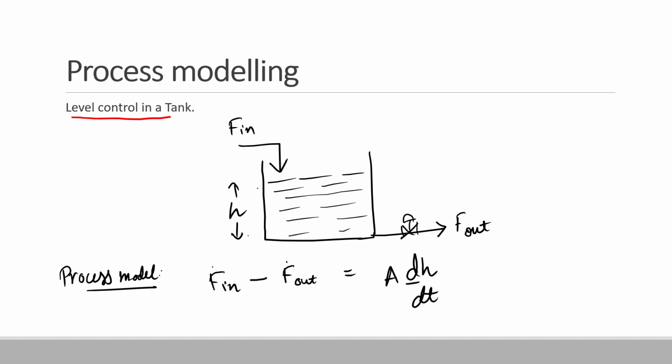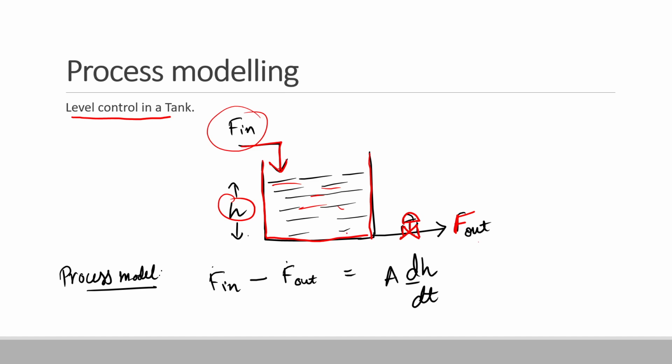If we have a tank as shown here, filled with water up to height h, there is an inlet to the tank that we denote as F in, that is flow in, and an outlet from the tank, that is flow out, denoted as F out. We also have a valve to control the flow through the tank. However, we can't control F in; we can only control F out with the help of this valve.